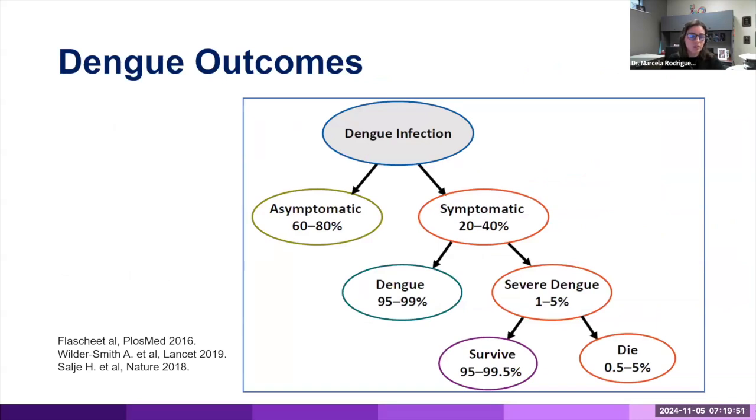So how often do people get severe disease? This is just outcomes in general from dengue. Thankfully, 60 to 80% of people who get dengue will be asymptomatic, and 20 to 40% will be symptomatic. Of those who are symptomatic, between 95 to 99% will get just dengue, and only 1 to 5% will get severe dengue. Of the people that get severe dengue, most of them will survive, but there is a 0.5 to 5% chance of dying from dengue.